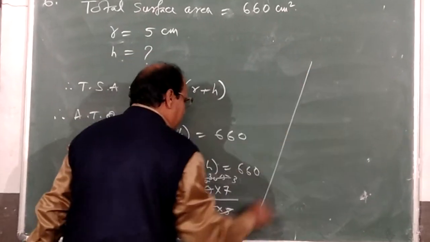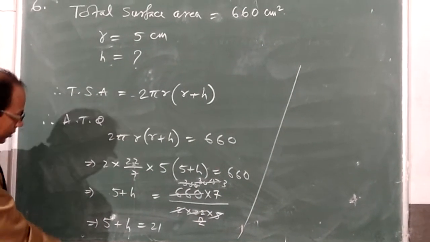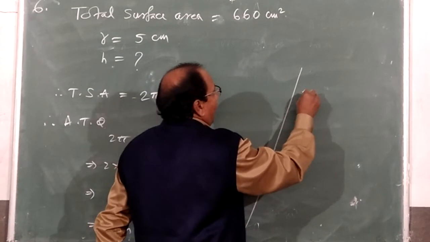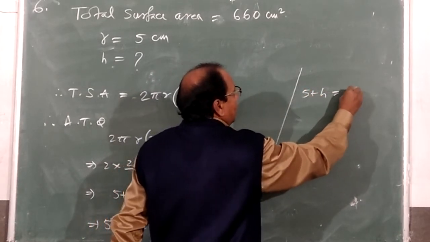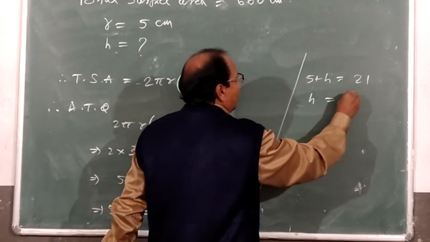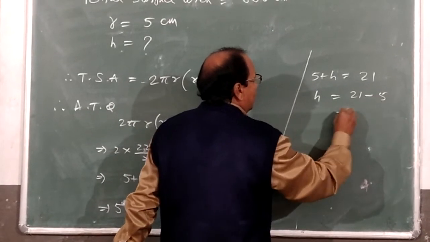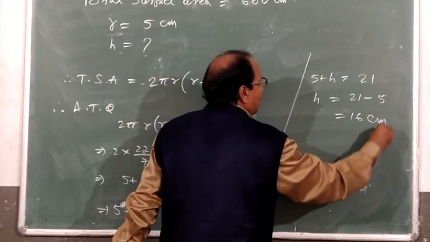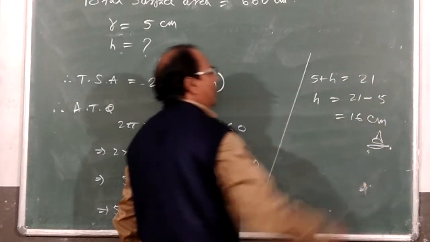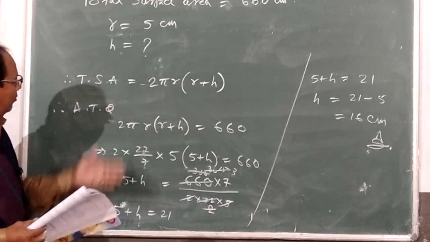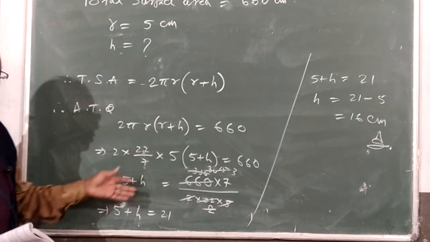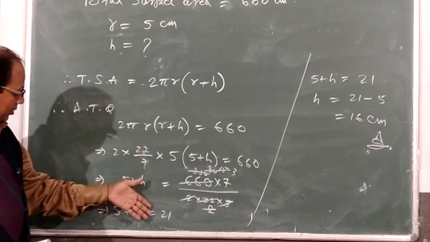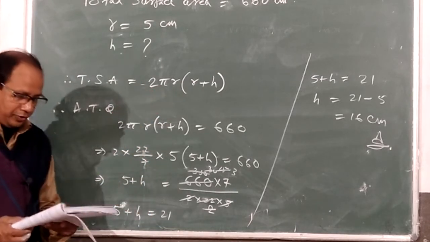So last line here you can write, or you can continue here. So 5 plus h, once more I am writing here, 21. So h is equal to 21 minus 5 is equal to 16 centimeter. This is your answer, right? Have a look once more, you will get it. You can pause and then you can see the calculation and you can proceed.